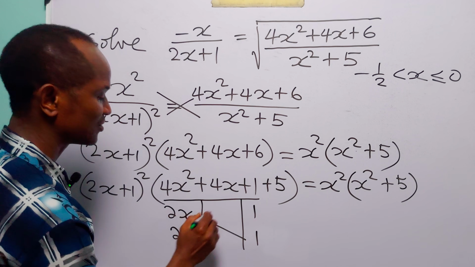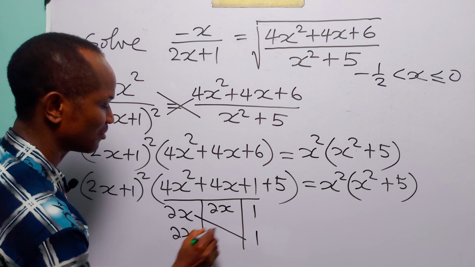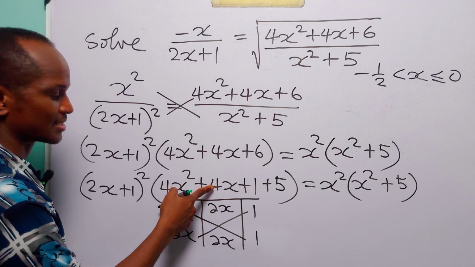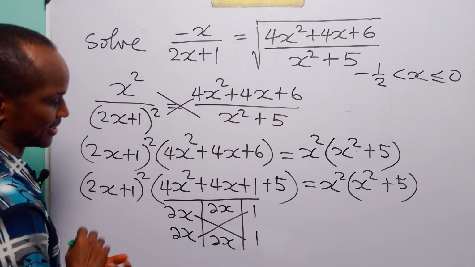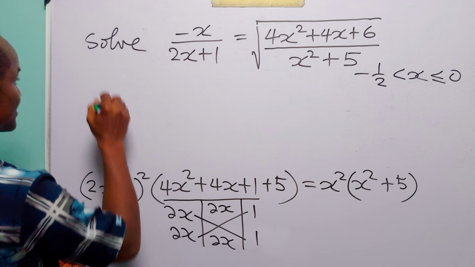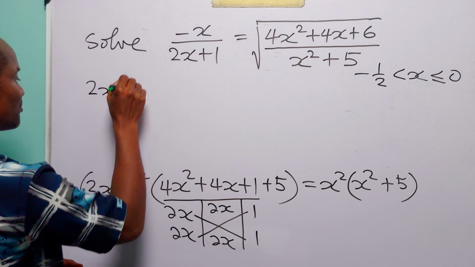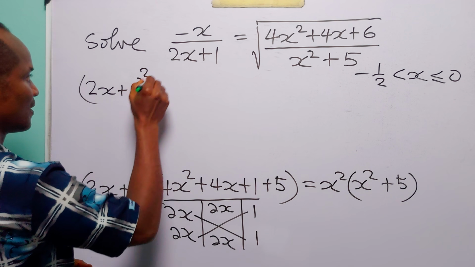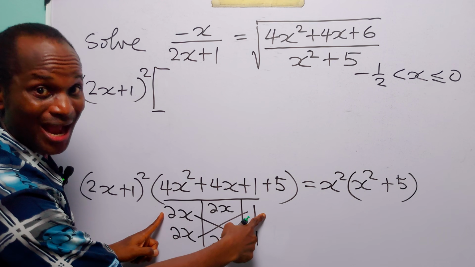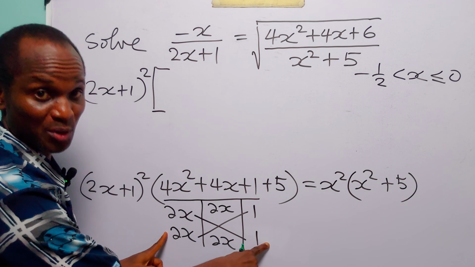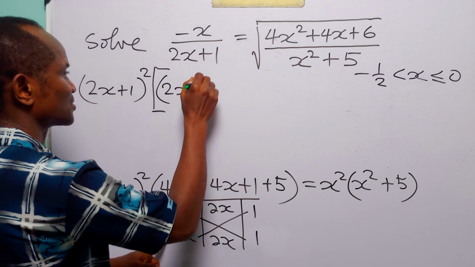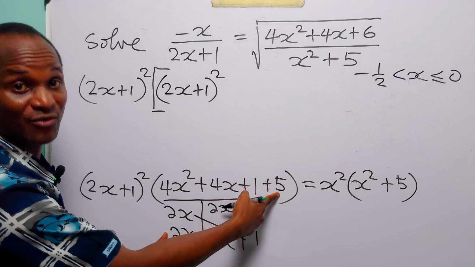Now, when you multiply 2x by 1, you get 2x. When you multiply 2x by 1, you get 2x. And of course, 2x plus 2x is going to give us 4x. Now, with this factorization, we can write this equation as 2x plus 1 squared multiplied by 2x plus 1 times 2x plus 1, which is equal to 2x plus 1 squared. And then we have plus 5.